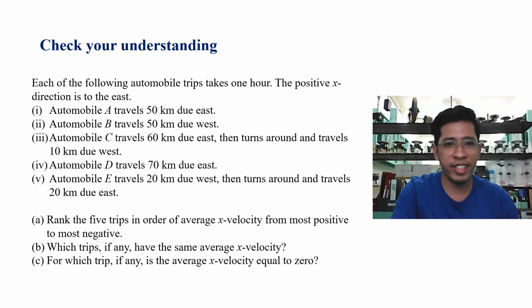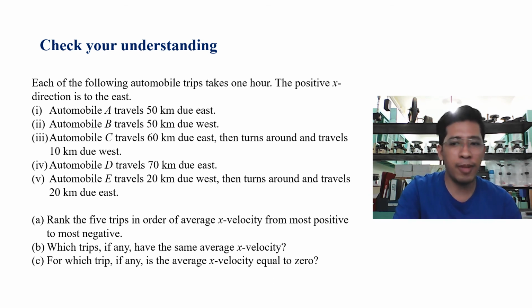Let us check your understanding. Each of the following 5 automobile trips takes 1 hour. The positive x direction is to the east. 1. Automobile A travels 50 kilometers due west. 2. Automobile B travels 50 kilometers due west. 3. Automobile C travels 60 kilometers due east, then turns around and travels 10 kilometers due west. 4. Automobile D travels 70 kilometers due east. And 5. Automobile E travels 20 kilometers due west, then turns around and travels 20 kilometers due east.